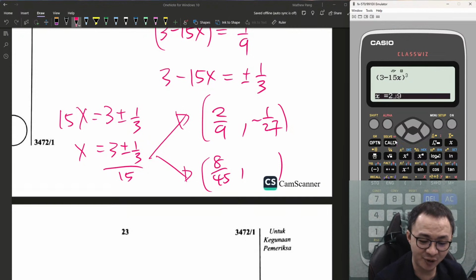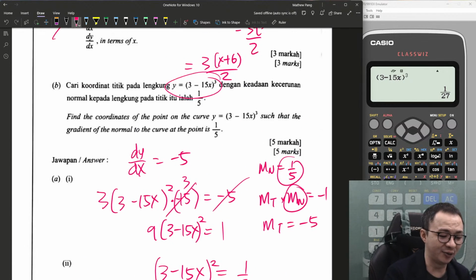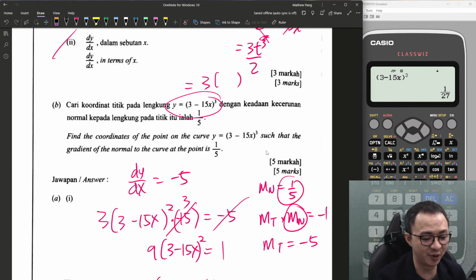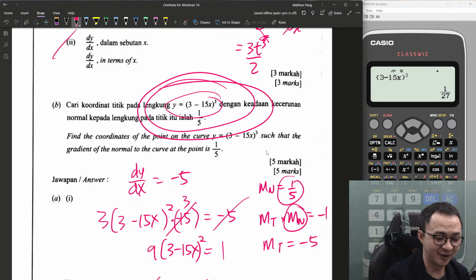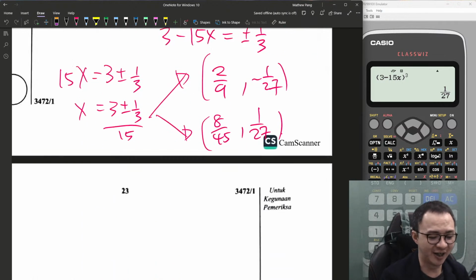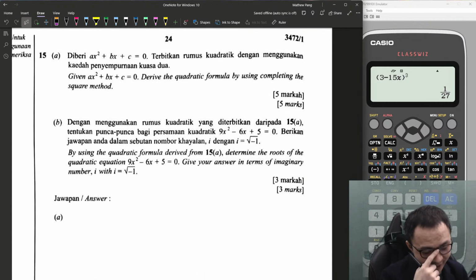Then the calculator should be able to tell me this one. Of course, in the exam, you need to show working. Now I'm a bit lazy to show working, so I play some shortcut. Okay, 1 over 27. So you just substitute back into your y equation, and then you should be able to get your y coordinate. Substitute x back into this equation, okay? You do it yourself. This sort of simple substitution I'm not going to do.